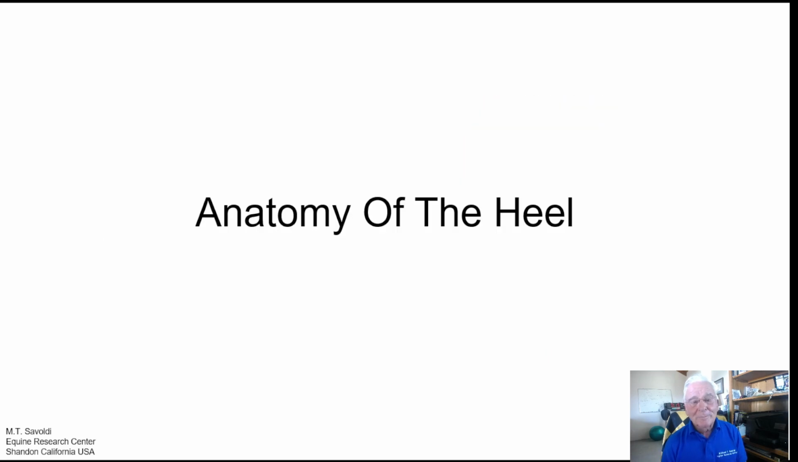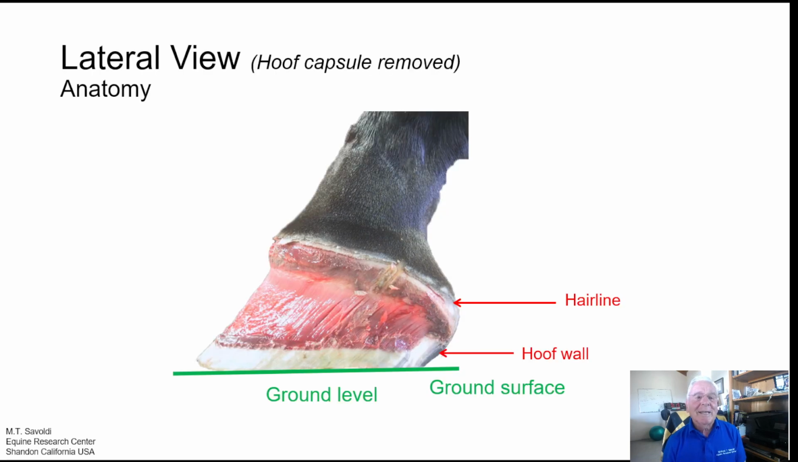So, anatomy. We're going to use some gross anatomy pictures here, photographic gross anatomy, and we're using cadaver limbs. They were purchased for research purposes and educational purposes only. So let's look at a lateral view of a horse's hoof with the wall removed. We can see the hairline and we can see the hoof wall. This is the internal hoof wall, something that we don't get to see with our eye.